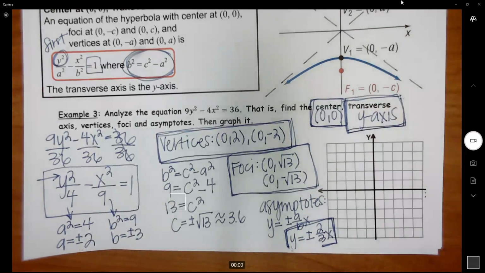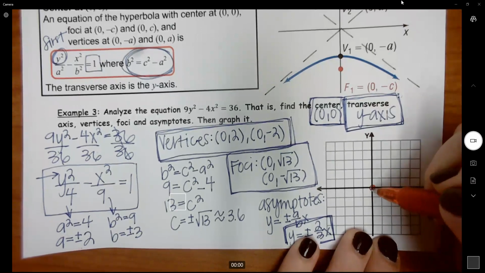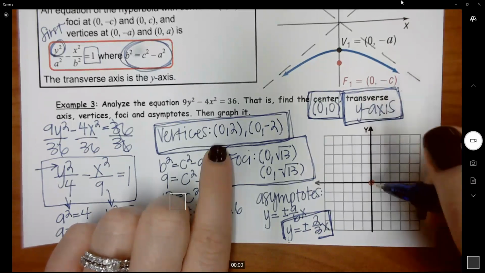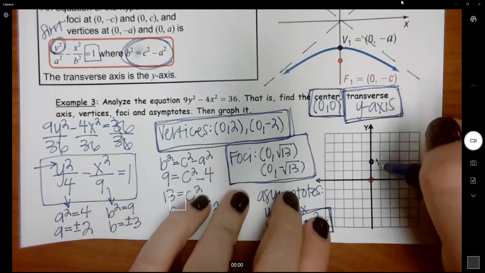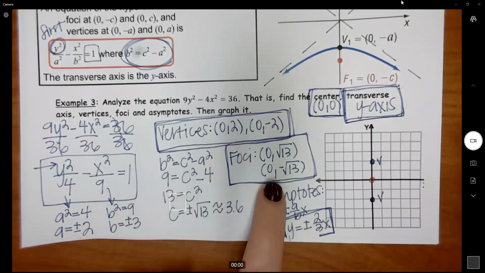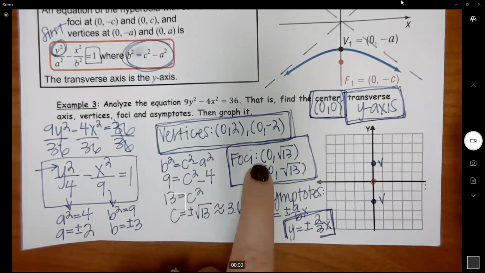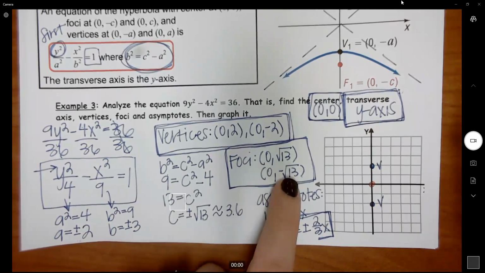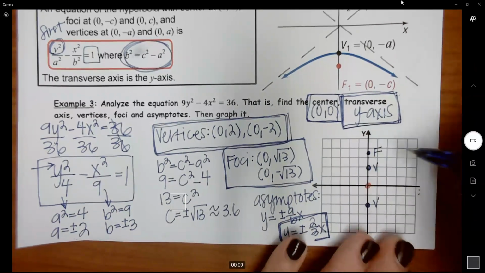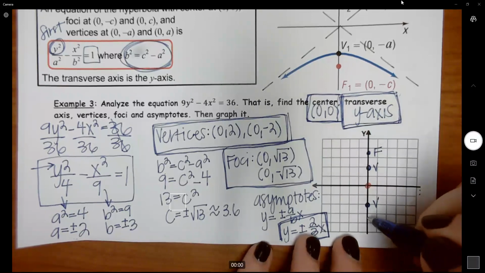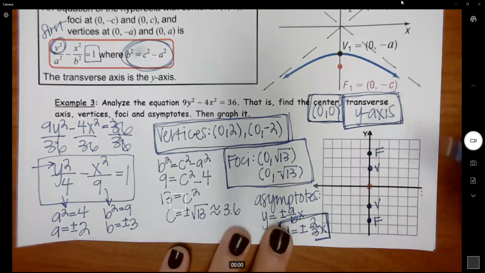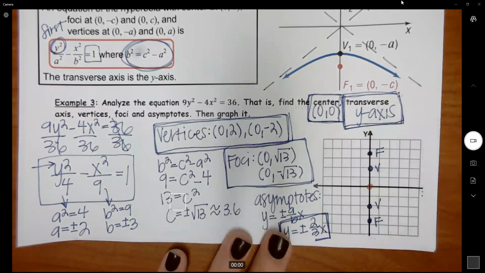So the center is the origin. My vertices are at 0, 2, and 0, negative 2. My foci are at 0, square root 13 and 0, negative square root 13, which is about 3.6. Go up to 3.6, down 3.6. Okay, so those are my 5 points along that transverse axis.